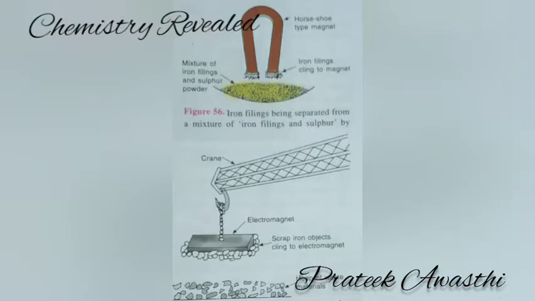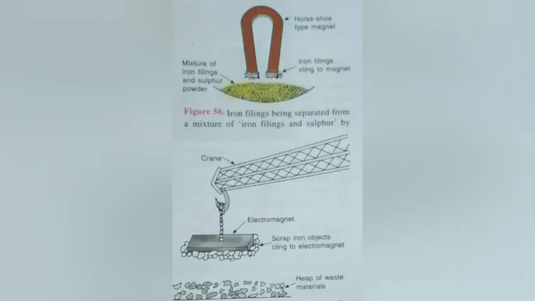In this diagram, in the above picture, you see that a horseshoe magnet is used to separate the iron filings from the sulfur powder, because iron is a magnetic substance, whereas in the crane, an electromagnet is used to take out the iron scraps from the waste materials from the industrial areas, or from where the heavy iron particles are to be removed.